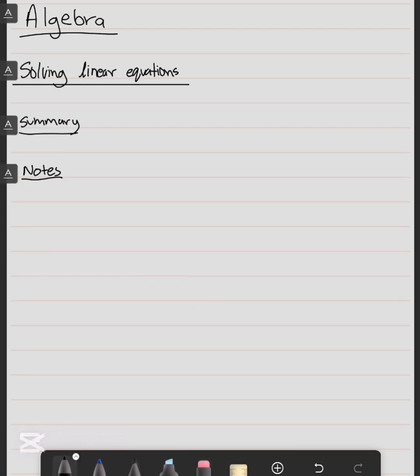Here's a summary for today's lesson. We learned that if you have an equation, you want to get x's to one side and the other numbers to the other side, so then you can simplify them. And also, if a number goes over the equal sign, its sign changes.